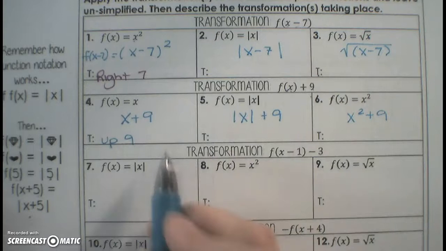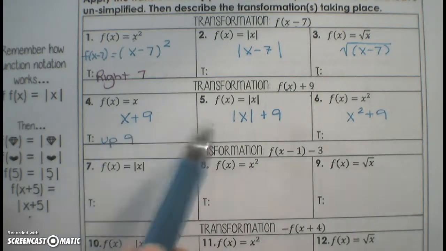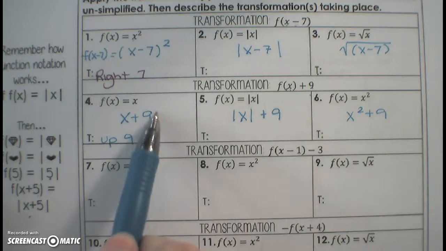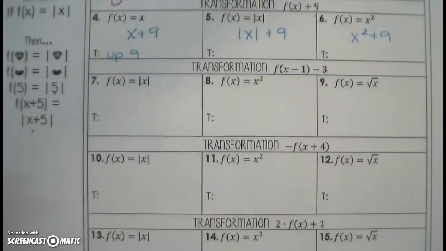And again, all these would be moving up 9. This is just going to be the shape. Remember how we talked about parent functions and what they would look like? So if we just add a plus 9 behind their function, it would move all of those up 9, no matter what the function is.